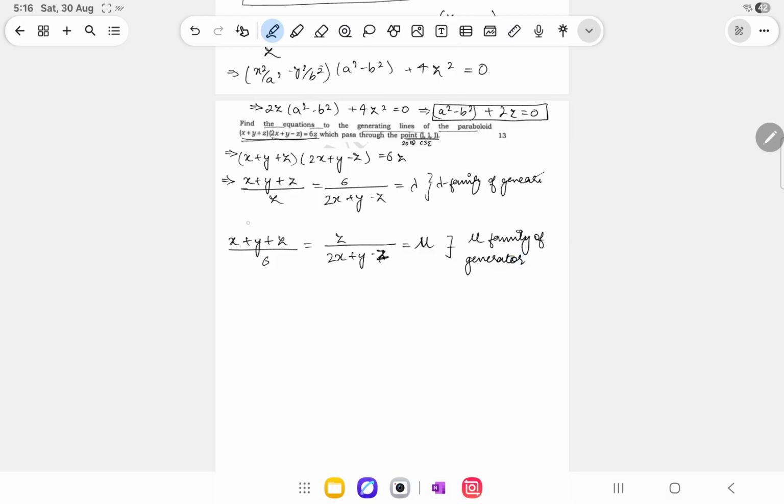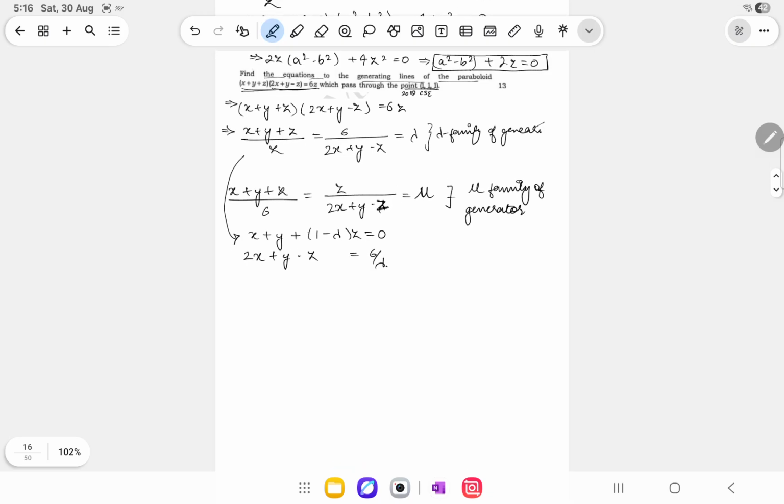So I can solve it to find the values of lambda and mu. From the lambda family of generators, I'll get two equations of planes: x plus y plus (1 minus lambda) z is equal to 0, and 2x plus y minus z is equal to 6 by lambda. Let us assume that L, M, N are the direction cosines of the generating line.